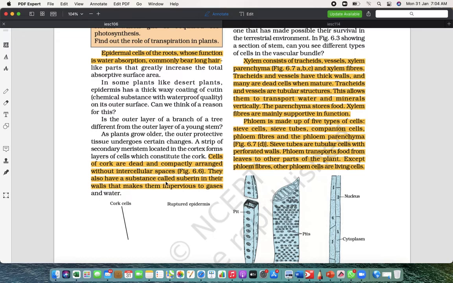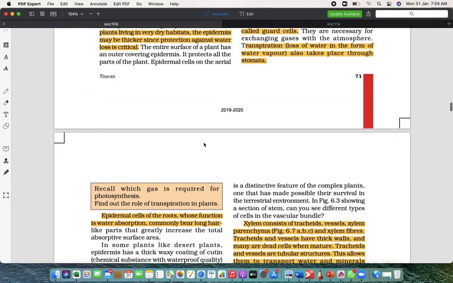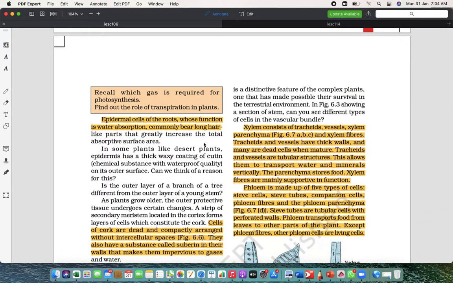They also have a substance called suberin, which helps improve the exchange of gases. Now, there are two things for the transport of water and food minerals: xylem and phloem. What does xylem do? Xylem has xylem fibers, tracheids, vessels, and so on. They allow transport of water and minerals vertically.